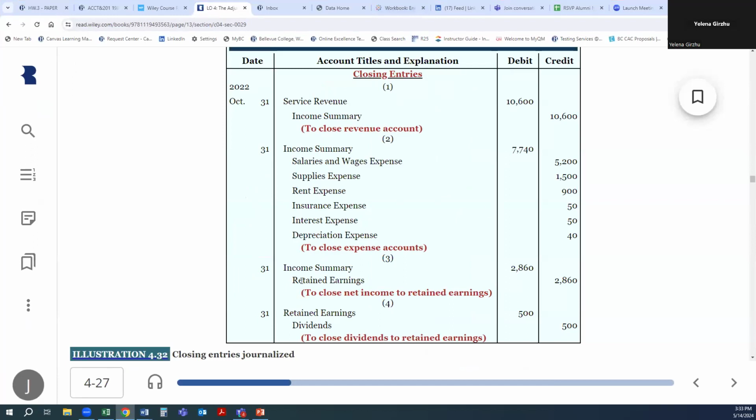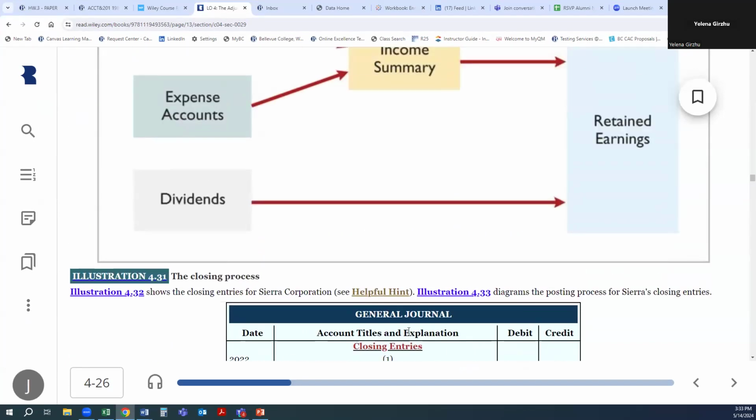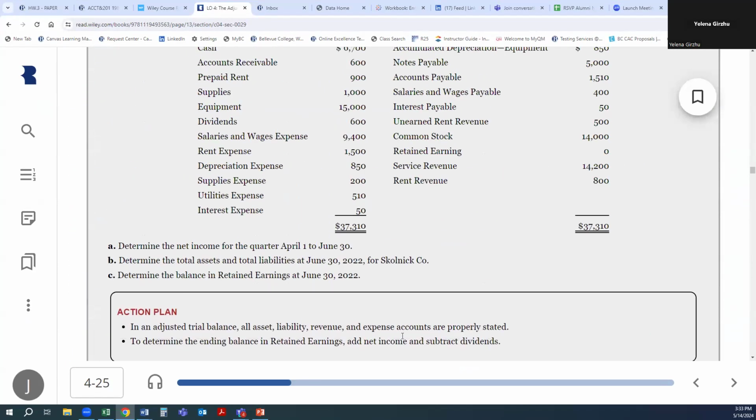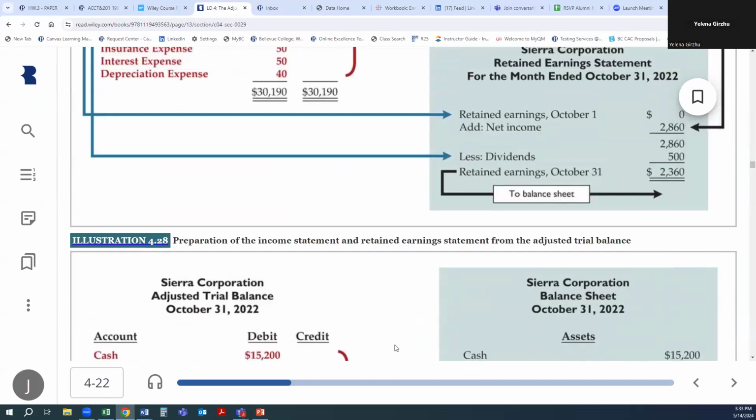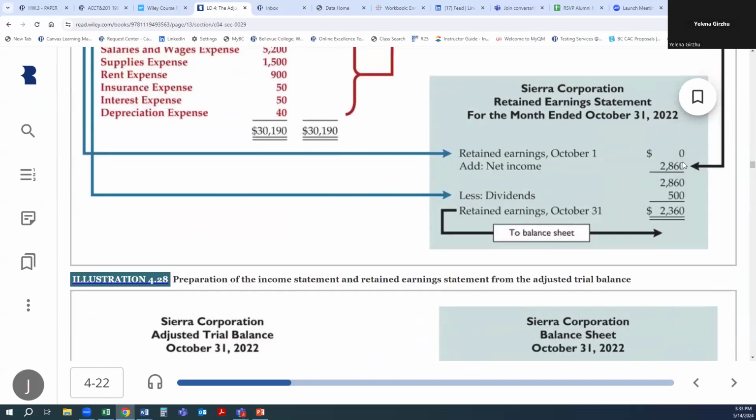All right, so the end result of this is we have taken retained earnings, increased it with net income, decreased it with dividends, and that gets us to the ending balance of retained earnings. So if we back up and look at the retained earnings statement, in this example, the beginning balance was 0, but it could have had a beginning balance. Here we're adding net income, subtracting dividends, and the T account for retained earnings, its ending balance is going to be 2360.